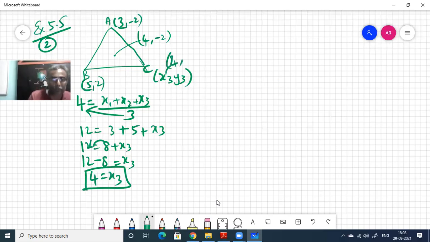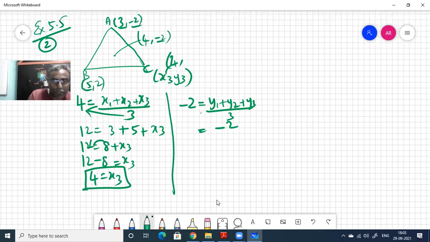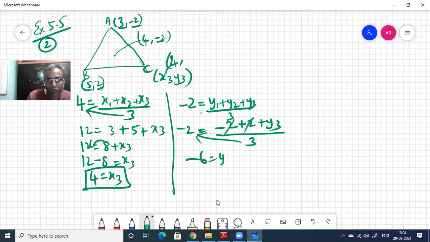Is equal to 4. Okay, same way you have to now do the other one. Centroid y is equal to (y1 plus y2 plus y3) by 3. Okay, y1 is what? -2. y2 is what? +2. y3 we don't know. Just put it like that, divided by 3. Okay, 2 minus 2. You take this -6 equal to y3, and 2 and -2 will cancel. So y3 is equal to -6.